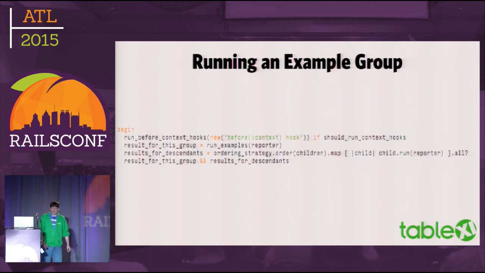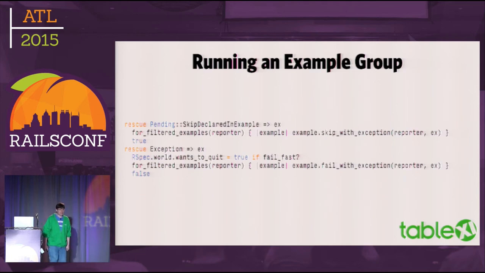Inside a begin block, it actually runs the before method if any exist. And then that second line there, run examples, we'll zoom in on because that's where it actually starts to run all of the examples. Once all the examples have run, that method returns a true or a false. It looks for nested children and runs all of them and determines a true or false for the entire group based on its own pass or fail status and the pass fail status of all of its children. So results for descendants.